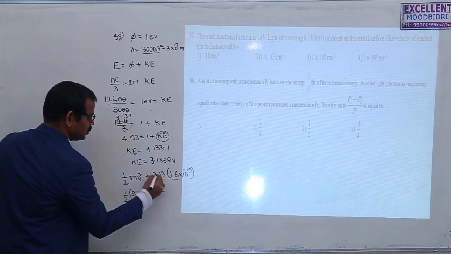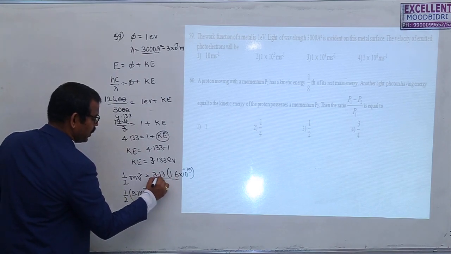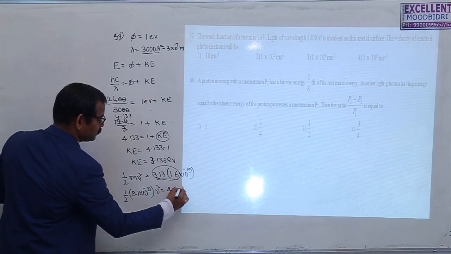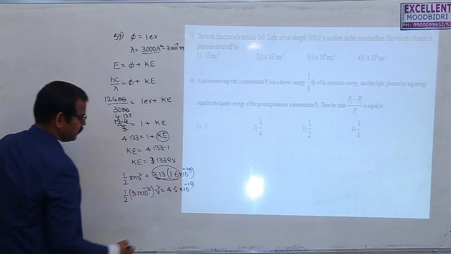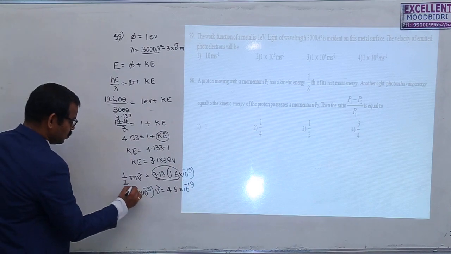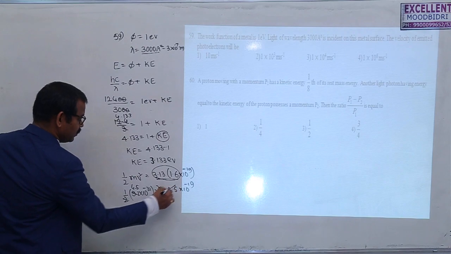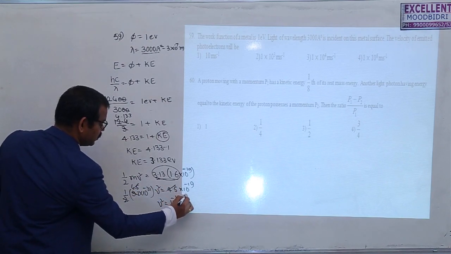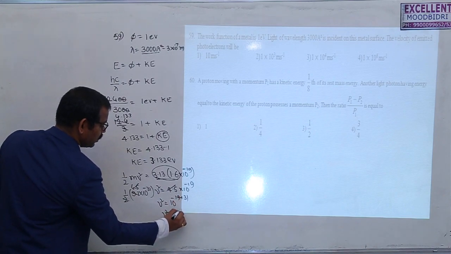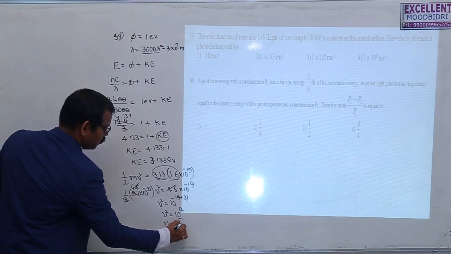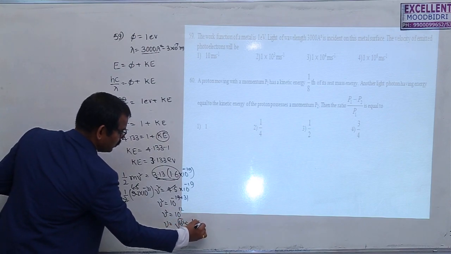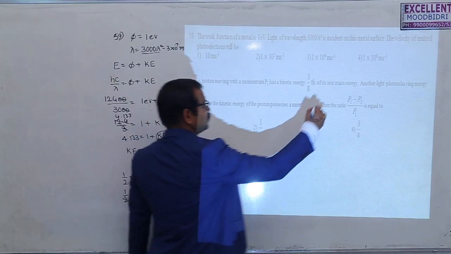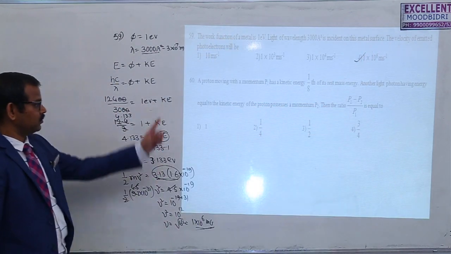This is nearly 16 3s are 4.8. This is nearly equal to 4.5 into 10 power minus 19. Now this is also 4.5 something. These two get cancelled. So v square will be 10 power minus 19 plus 31. v square is equal to 10 power 12. v is equal to root 10 power 12, which is equal to 1 into 10 power 6 meters per second. So the correct answer for this one is 1 into 10 power 6 meters per second.